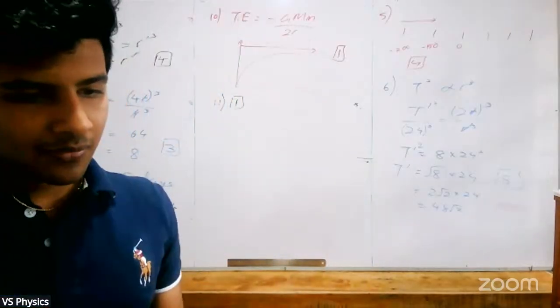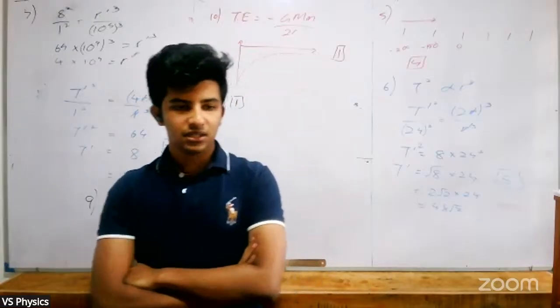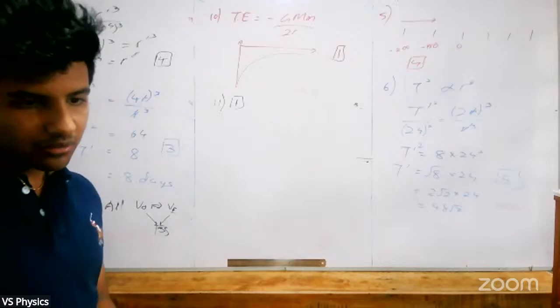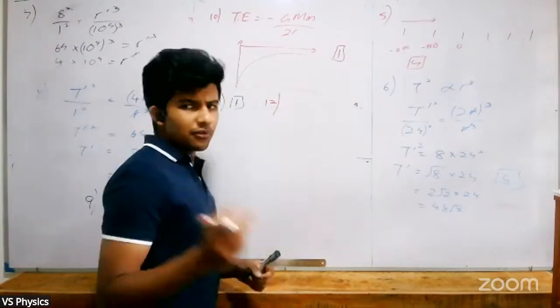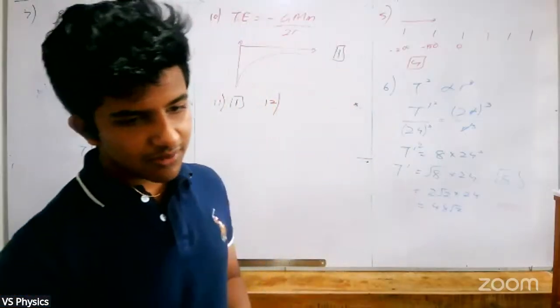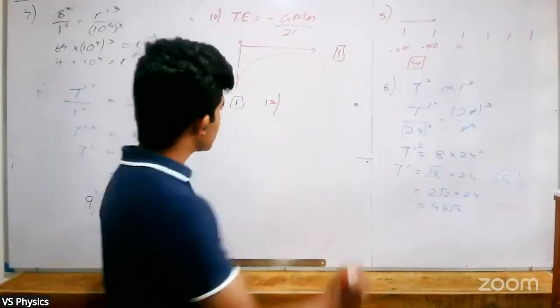12th one. Distance between the centers of two uniform spheres M and m is R. Gravitational potential energy of these two masses is given by. This was the second question of the MCQ paper. And what is that equation? Potential energy is minus GMm over R. So that is the second answer.